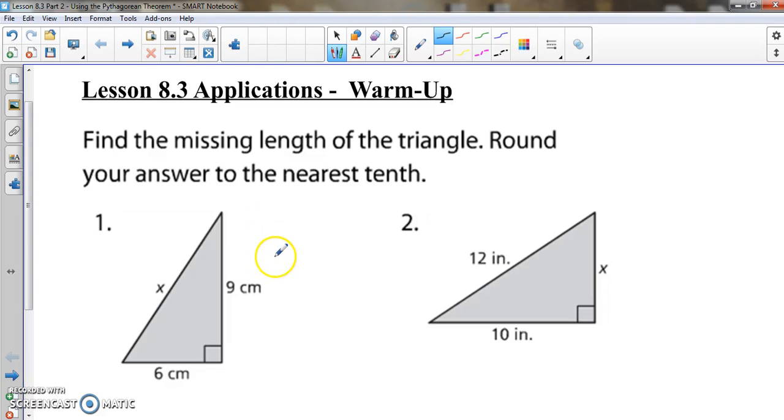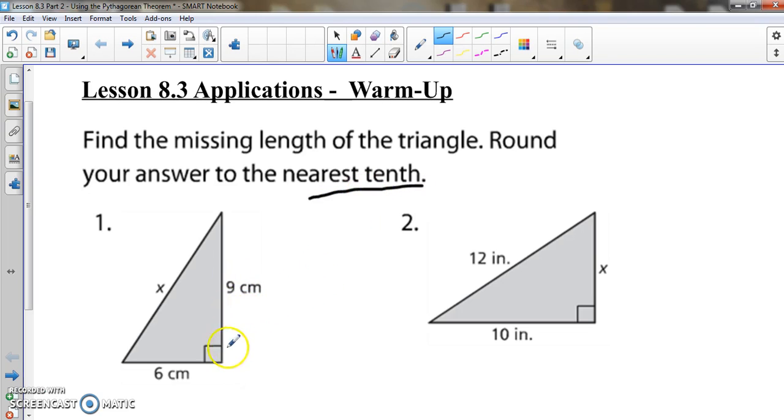Hi guys, today you're going to be working with word problems with the Pythagorean Theorem. But in order to make sure you're ready for that, I have two sample problems up here on the board for your warm-up today. It says to find the missing length of the triangle and then to round your answer to the nearest tenth. So remember, that would be one place after the decimal point.